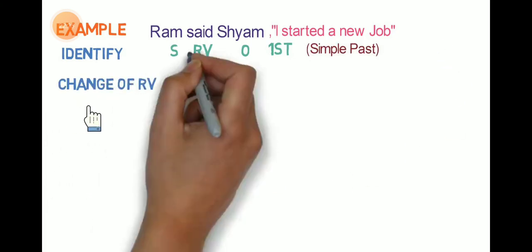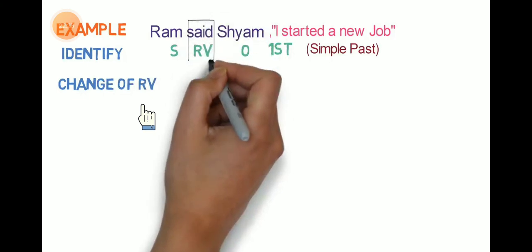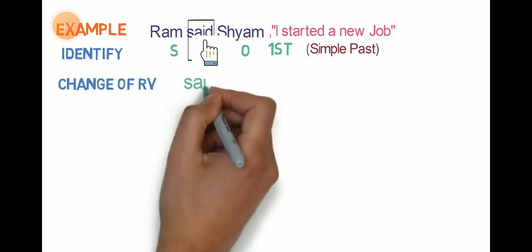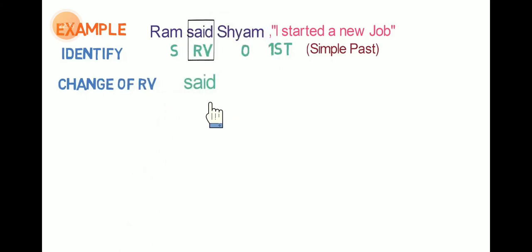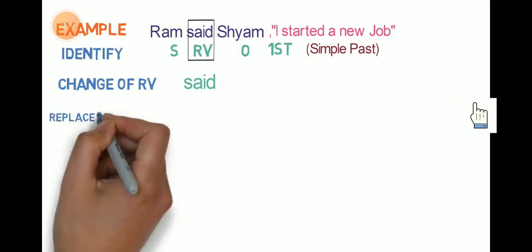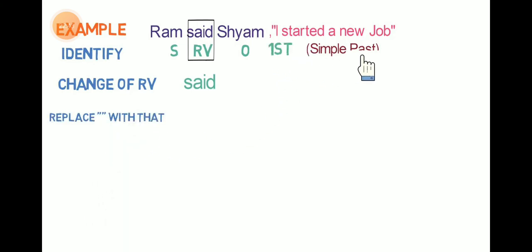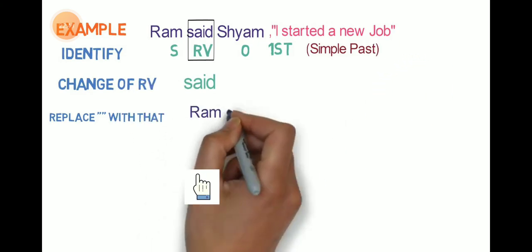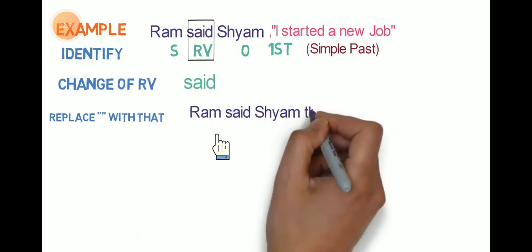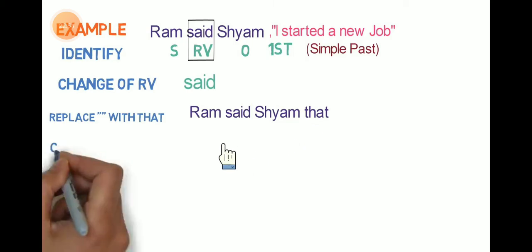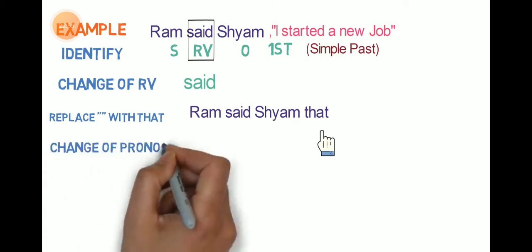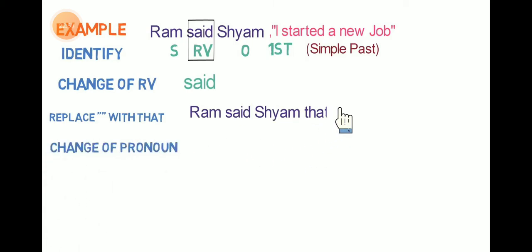Now comes the change of reporting verb. So "said" can be written as "said." It is written as it is. Okay. Then what we have to do? We have to replace the inverted commas with "that." So these inverted commas of direct speech should be converted into indirect speech by putting "that." Okay, here, Ram said to Sham that. Yes, "that" we have used instead of these inverted commas.